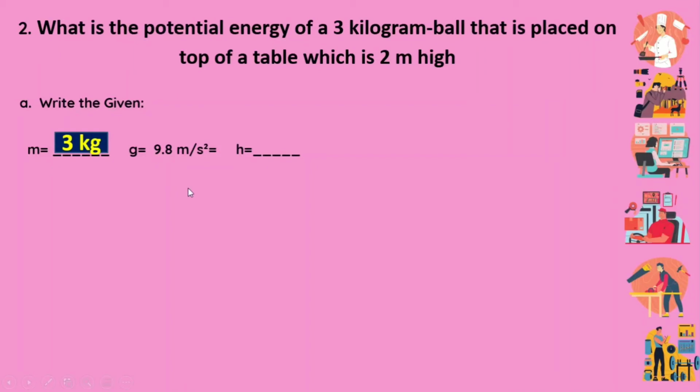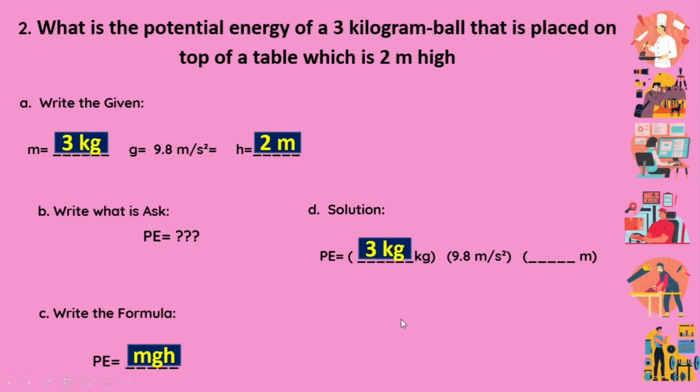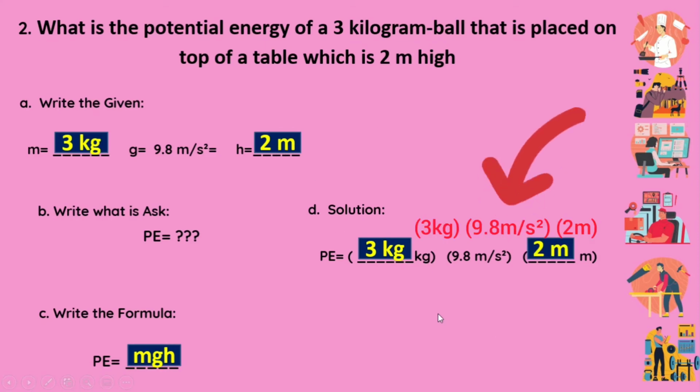Okay, what do you call that? The value of acceleration due to gravity is constant. Lagi niyo itong tandaan, 9.8 meter per second squared. The height of the table is 2 meters. Then, what is asked? The formula for potential energy is mgh. Okay, solution. So, ikokopya lang natin yung 3 kilogram dito. So, you have 3 kilogram. Ayan na naman siya, naulit na naman. Then, 2 meters.